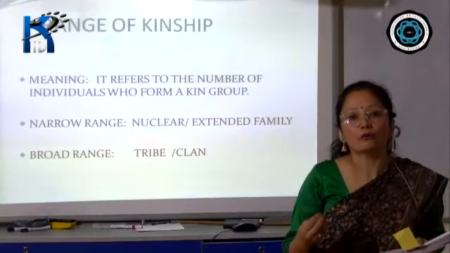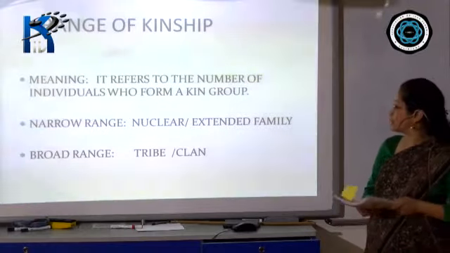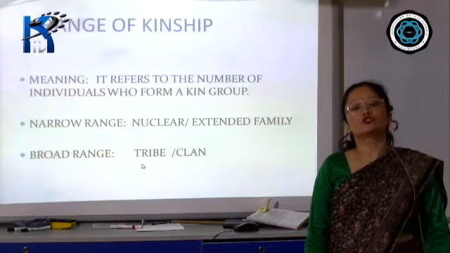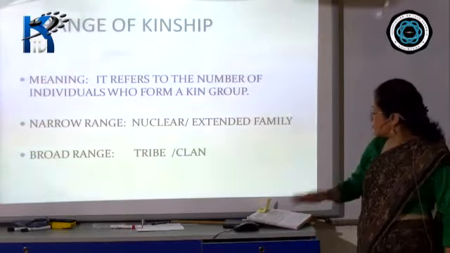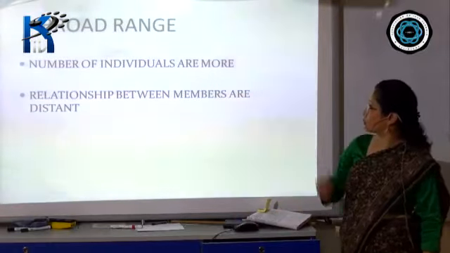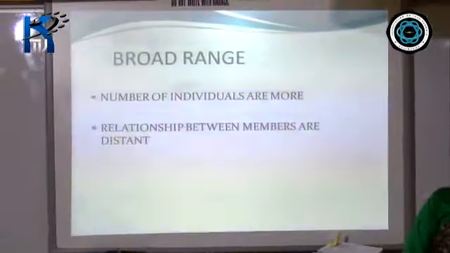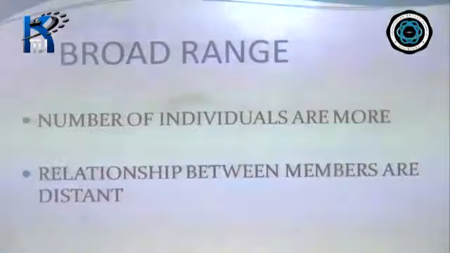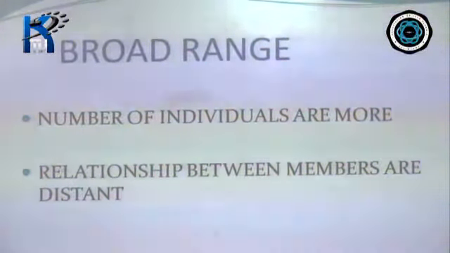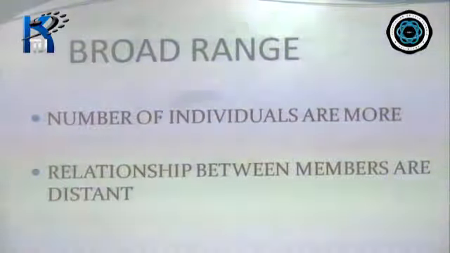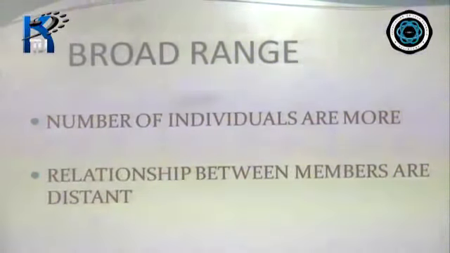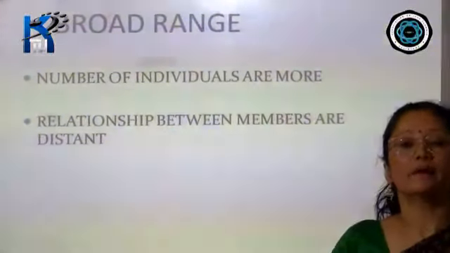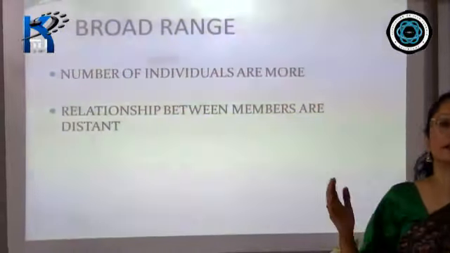So let us now go into the broad range kinship. Broad range kinship, the examples given here, are tribes and clans, all right? So here I have given the explanation of broad range kinship. In this broad range kinship, we have more individuals. So just imagine any tribe. Like if I give you the example of the Naga tribe, the Nagas who are from Nagaland. There are many clans of the Nagas. You might have the Aos, the Angamis, the Semas, the Rengmas. There are many clans. The tribe is divided into many clans.